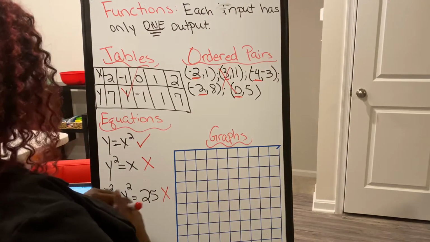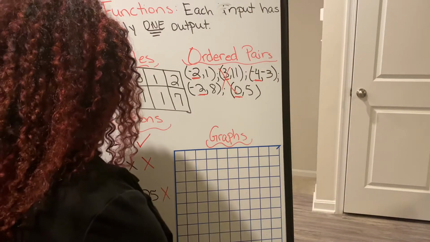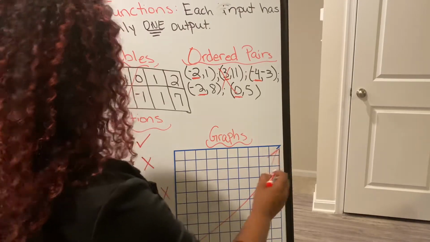Lastly, we're going to look at a graph. So if I drew a graph like this, oops, let me do a straight line.